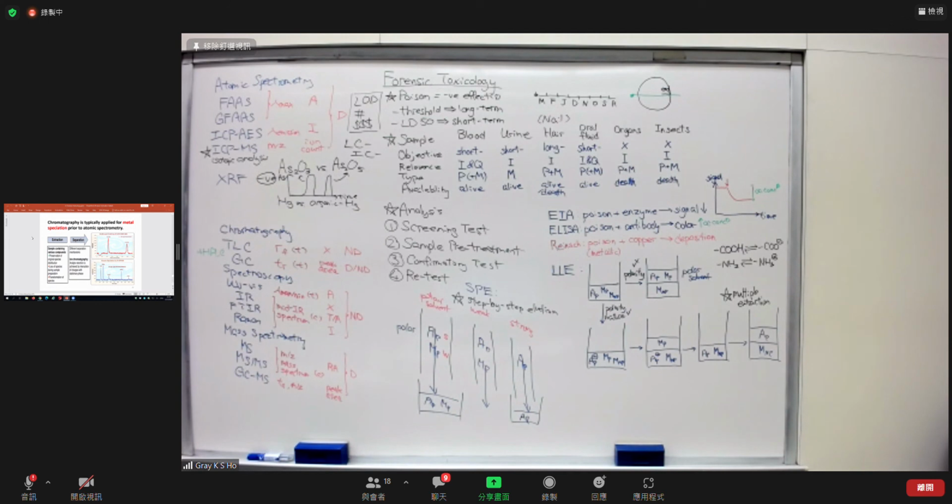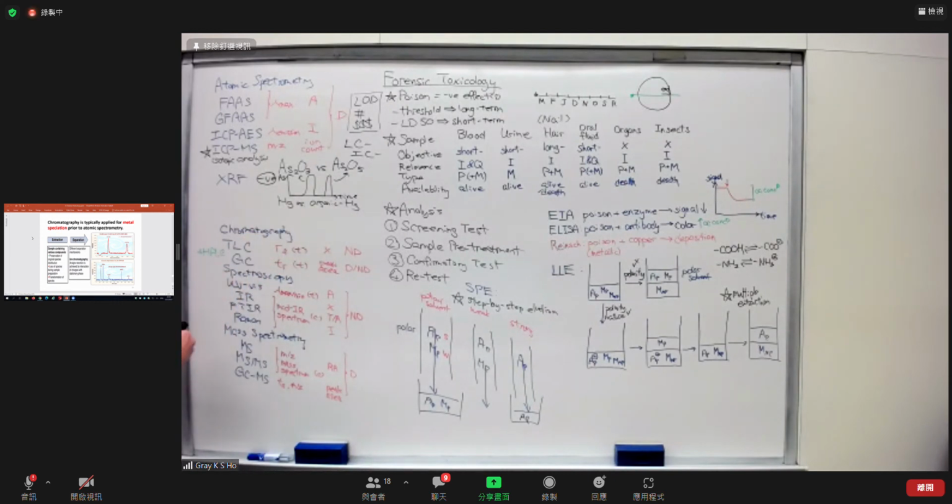The reason behind this is that arsenic 3 is arsenic 3 plus, and arsenic 5 is arsenic 5 plus. With more positive charge, they will have more interaction with the negative column, so they will be eluted out later. Therefore, if you couple with IC-ICP-MS, you are able to separate the 2 species into 2 different times.